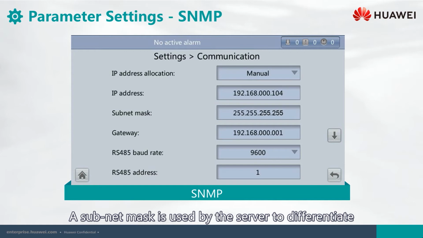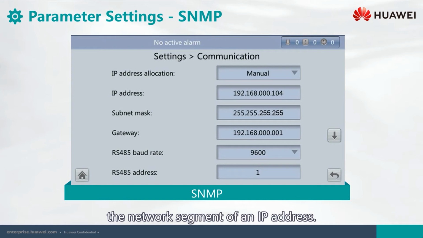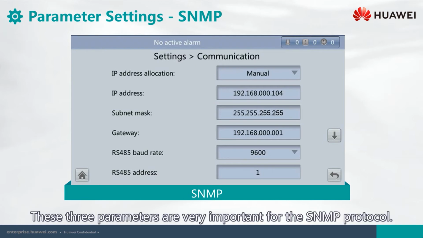A subnet mask is used by the server to differentiate the network segment of an IP address. A default gateway refers to the default machine through which clients search on the network. These three parameters are very important for the SNMP protocol.